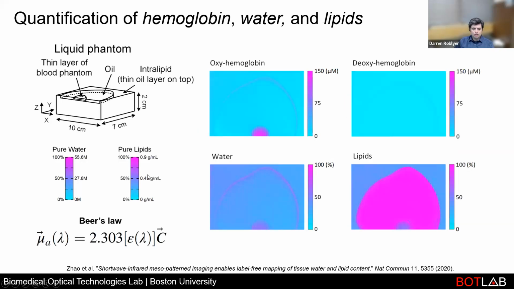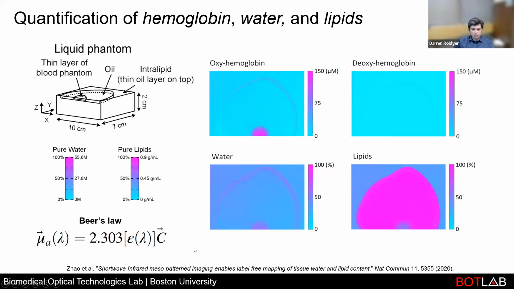And then we can take those data cubes and use Beer's law again to extract 2D maps of chromophore concentrations. In this case, oxy- and deoxyhemoglobin, since that drop of blood is exposed to air, all of that hemoglobin is oxygenated. And then there's water throughout the phantom, and then there's higher concentrations of lipid where that oil slick is, where that soybean oil is.